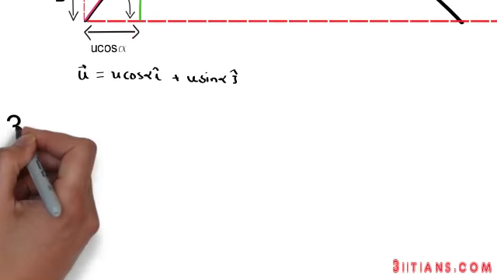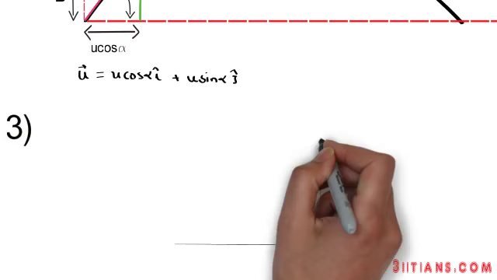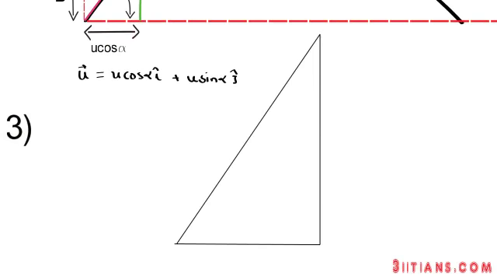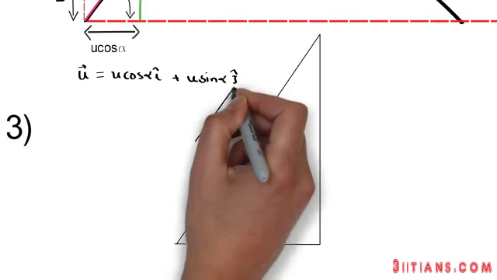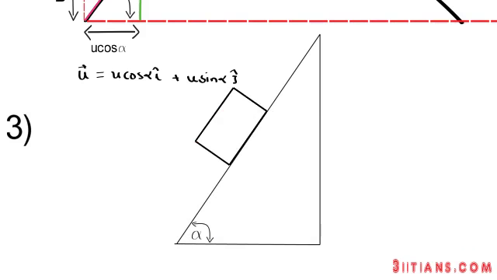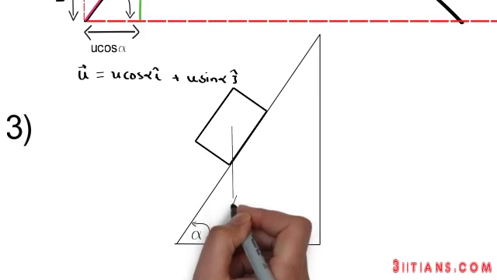Finally, let us look at this example. Let us say there is an inclined plane. The inclined plane makes an angle alpha from the horizontal, and on the inclined plane there is a box of mass m kept. We know that the earth will attract the block by a force of mg.